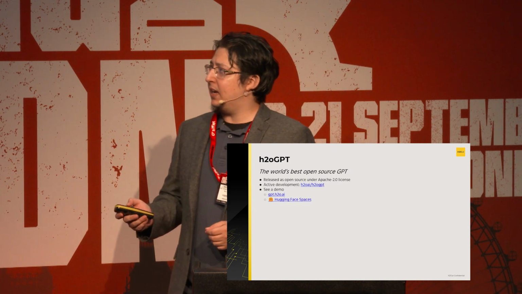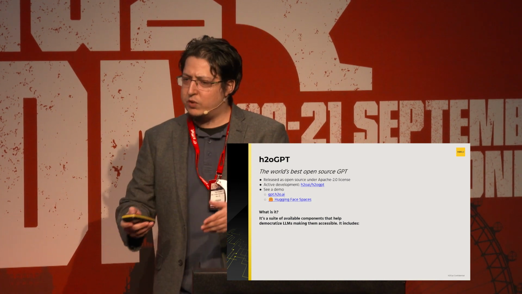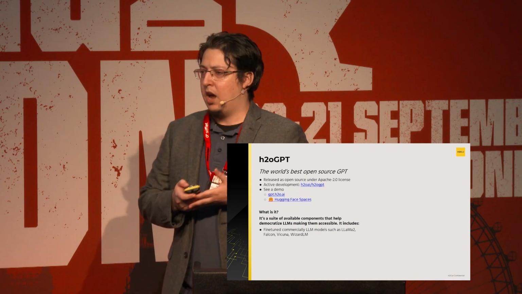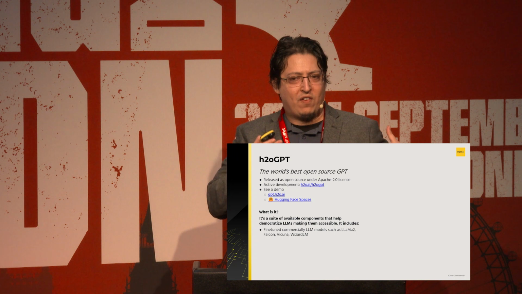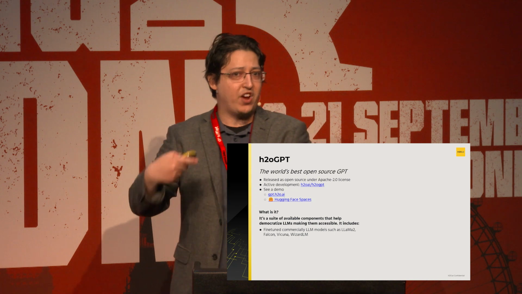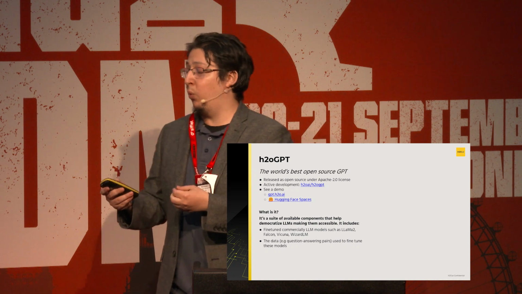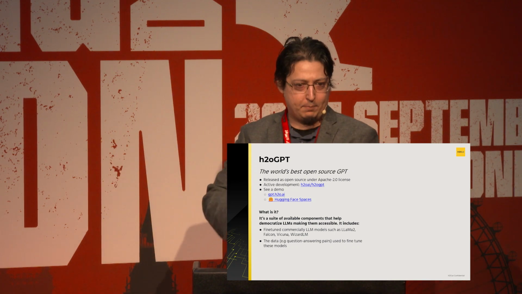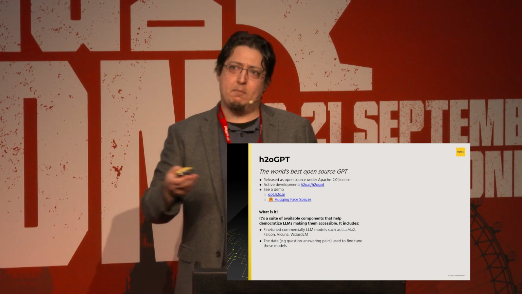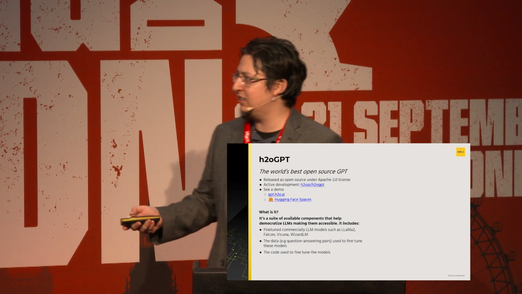So H2O GPT, essentially, you can test it online in the link below, and it refers to a series of components that help democratize large language models. What we have done is we found all the available foundational models out there that we've seen. They have very good and credible performance. We have fine-tuned them. We have made the code and the data available that we use to fine-tune models, to make them conversational, to make them able to output code and better on a series of different tasks.